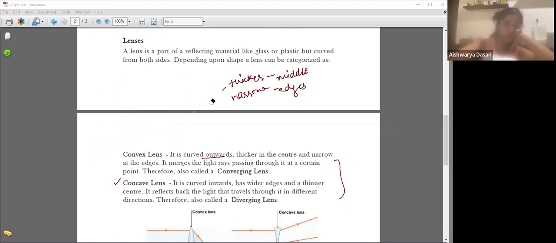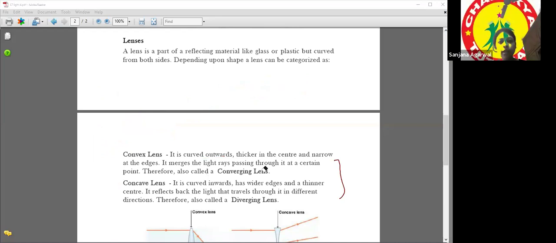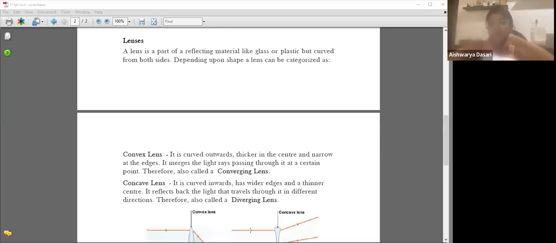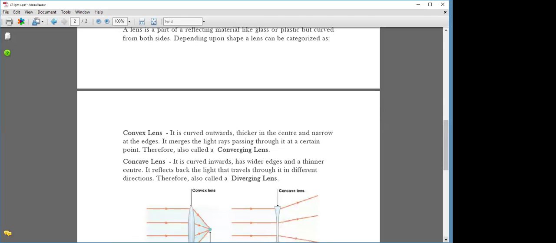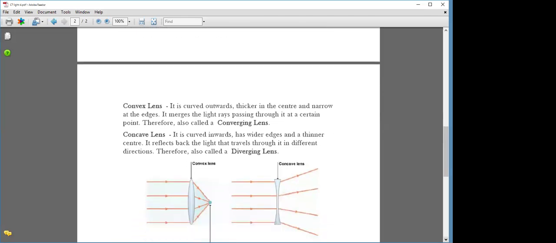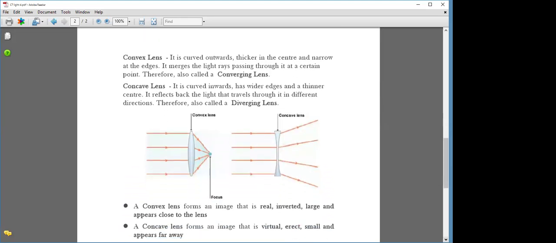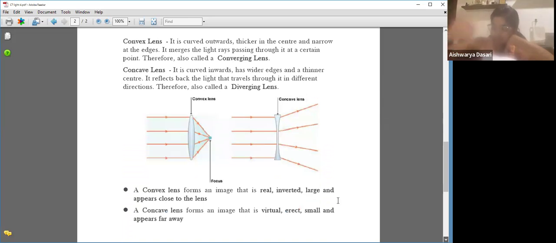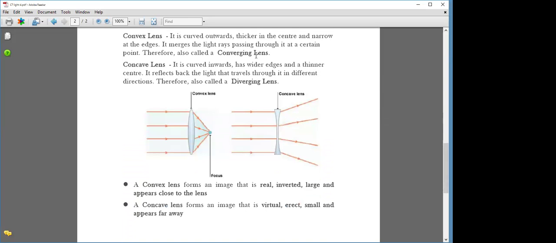If you remember, the other name of concave mirror is? Converging. And convex mirror is? Diverging. The things are gonna reverse now. Wait. Look here carefully.